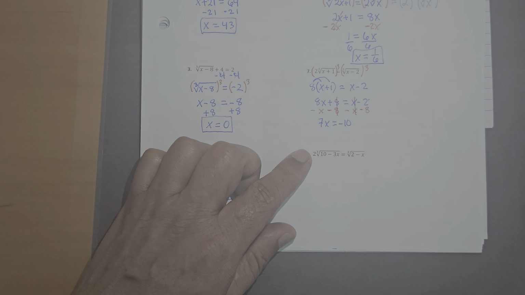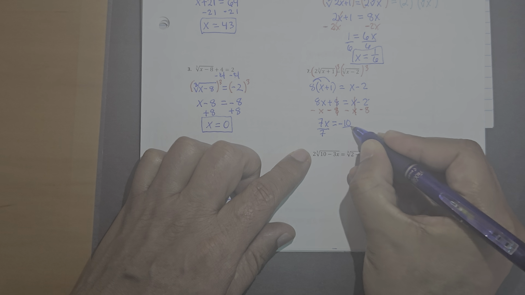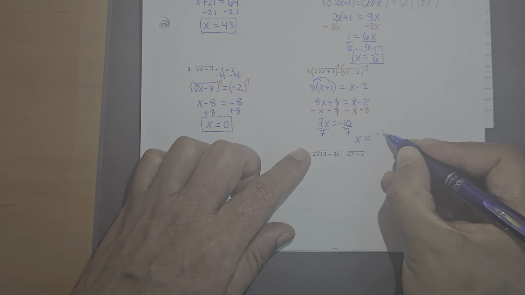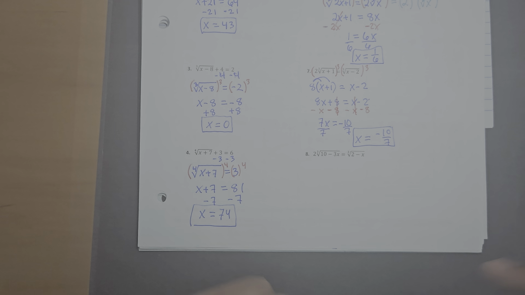Okay, then one more step, which is we divide by that 7 so we can get the value of x. So in the end, the solution to this equation is negative 10 over 7. And we're done with example number 7.